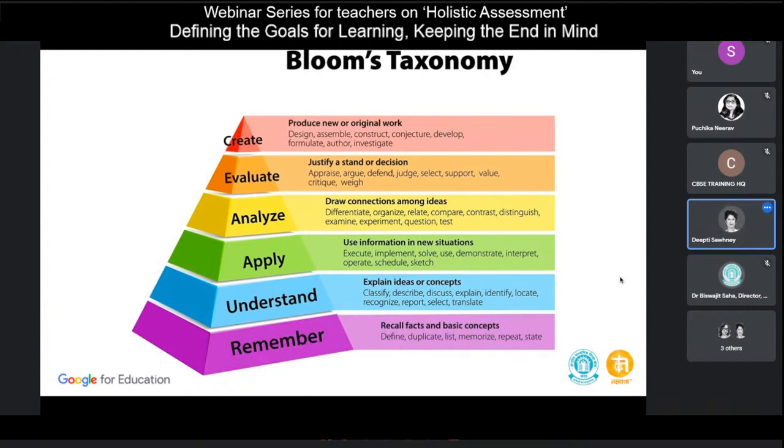And finally, Bloom's taxonomy and the big tech giants today, Apple, Google, they are all talking about creation. What is the knowledge, what is the product, what is the prototype that the children are actually creating as a result of this learning experience.